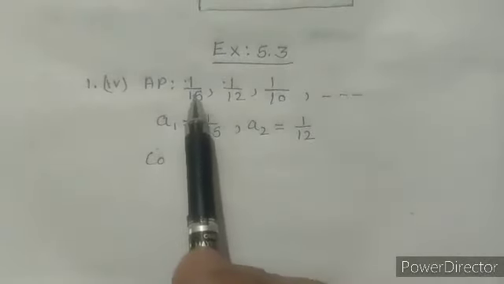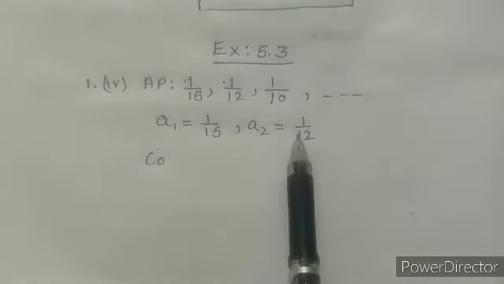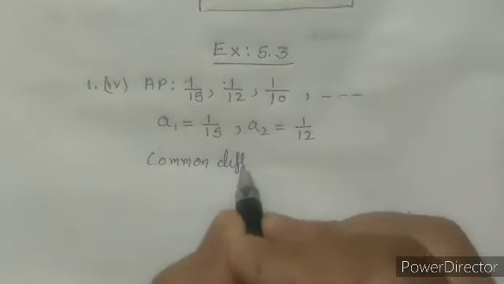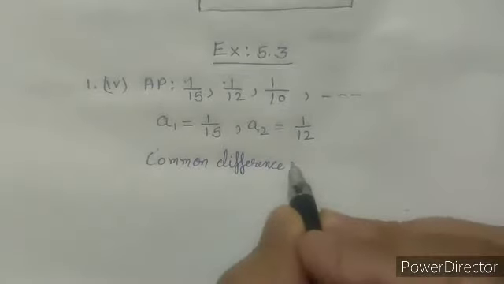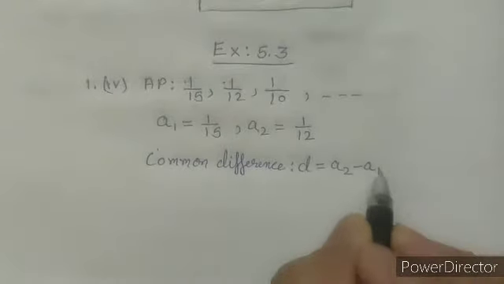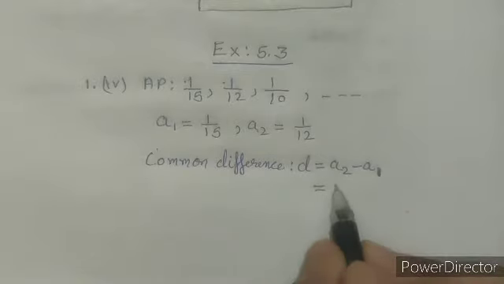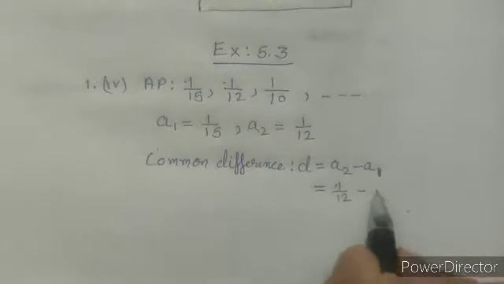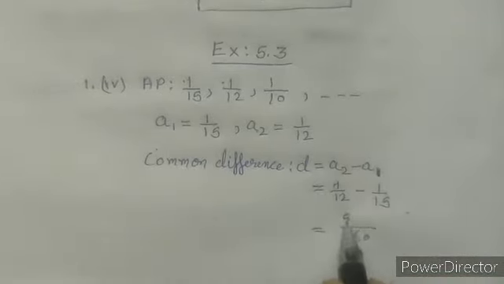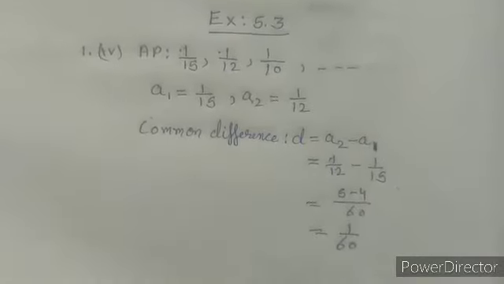Here a1 or the first term of the AP is 1 by 15, the second term a2 is 1 by 12. First of all, we will find out the common difference of the AP. Now the common difference, that we take as d, will be equal to a2 minus a1. As you know, the common difference of an AP is the difference between the consecutive terms of the AP. Now a2 is 1 upon 12 minus a1 is 1 by 15, and that will give us 1 by 60. So the common difference of the AP is 1 by 60.